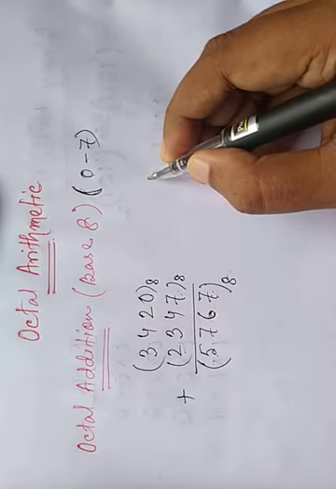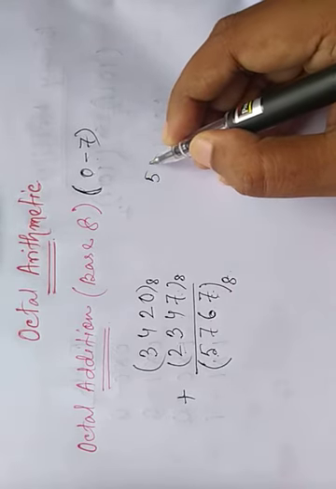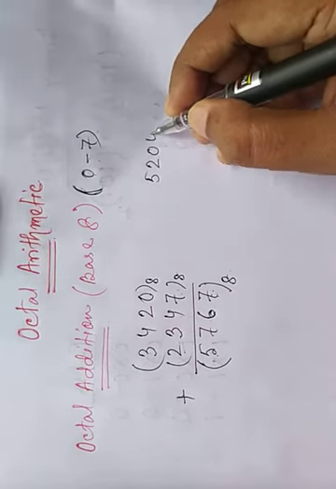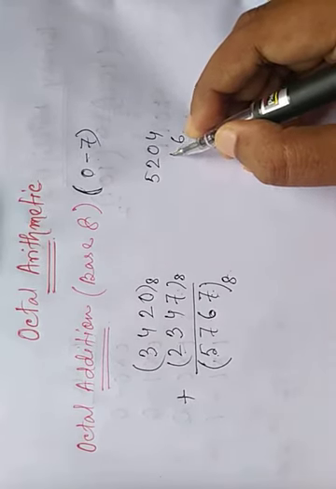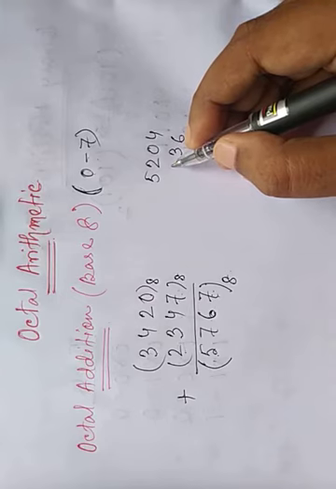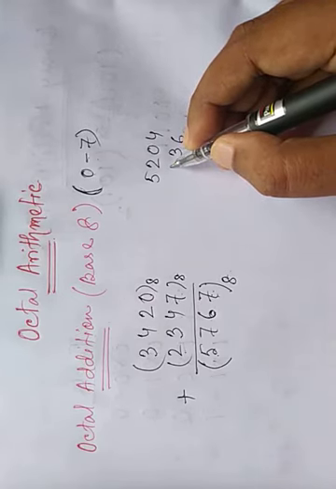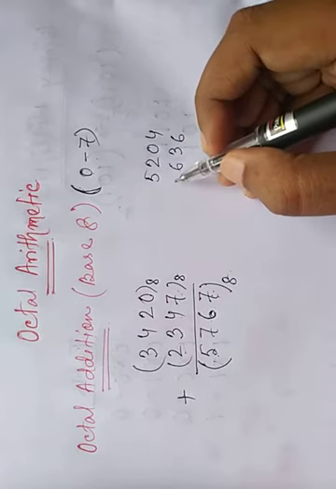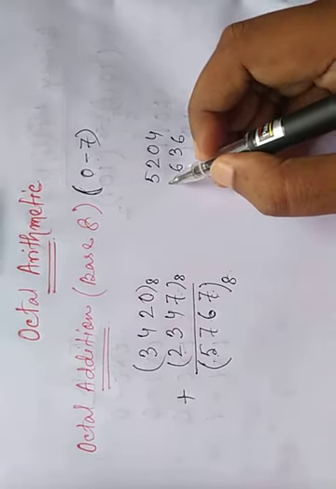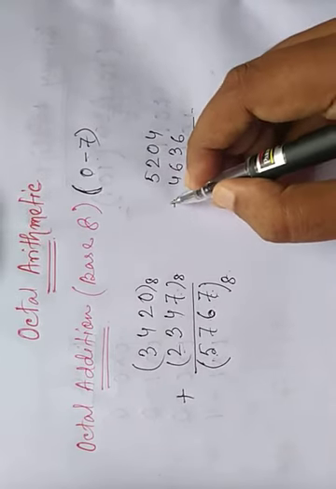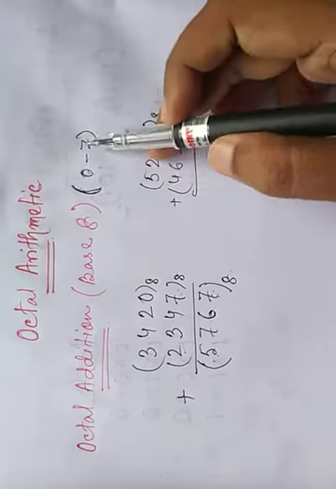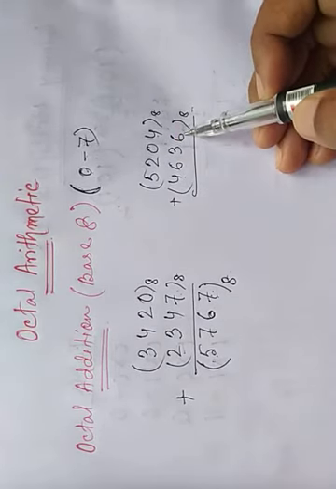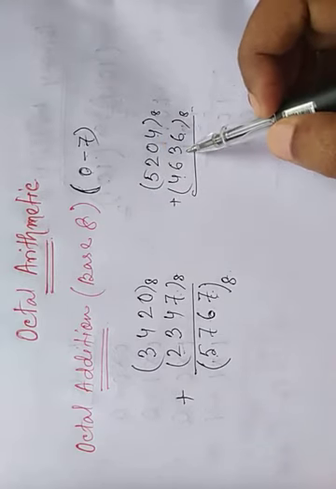This number is suppose 52046 and 3636 4. You can see all the digits are within 0 to 7. Here also all the digits are within 0 to 7. So these two numbers are octal numbers.